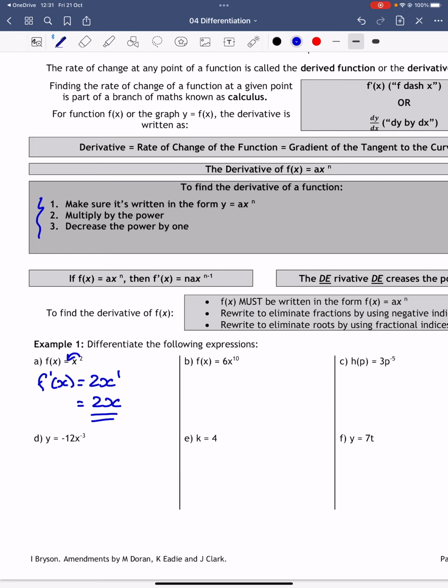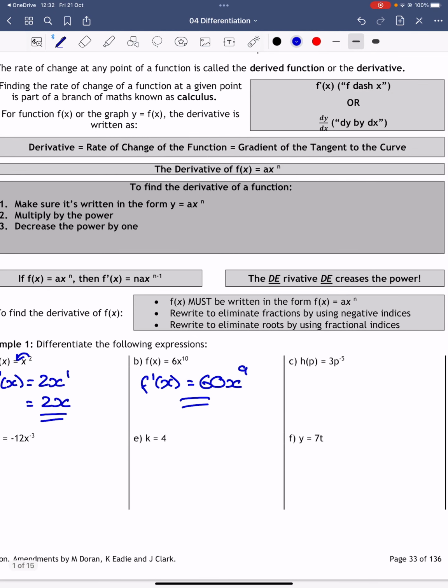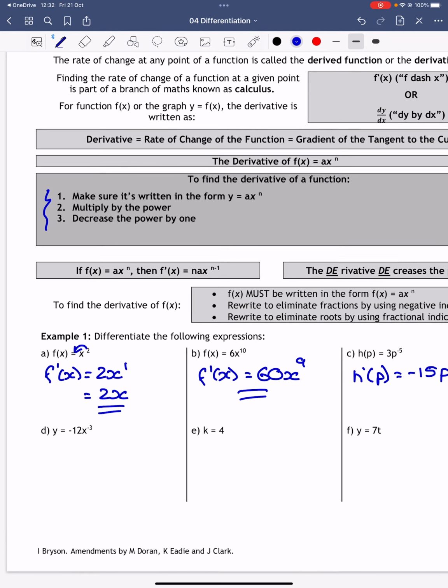Part B, we have f of x is equal to 6x to the power 10. So to find f dashed x, do the same thing. Bring the 10 down, multiply by it. So 6 times 10 is 60. 60x to the power of 10 take away 1 gives us 9. Part C, h of p is equal to 3p to the minus 5. So the notation will be h dashed p is equal to minus 15p to the power of minus 6. Remember, we're always dropping the power by 1.